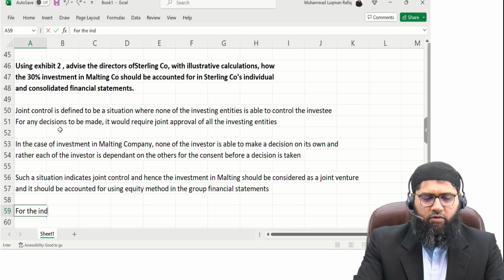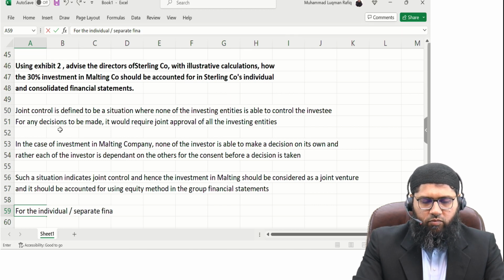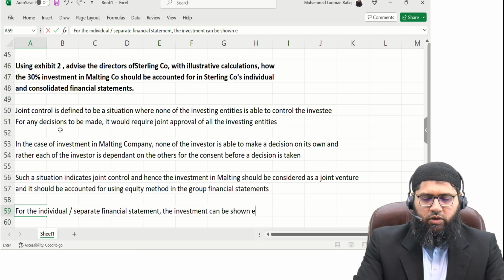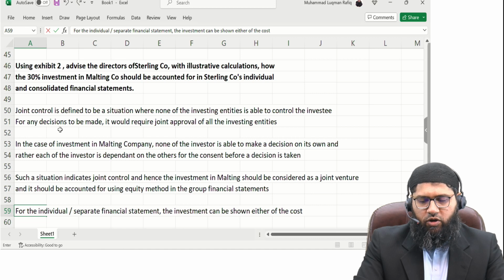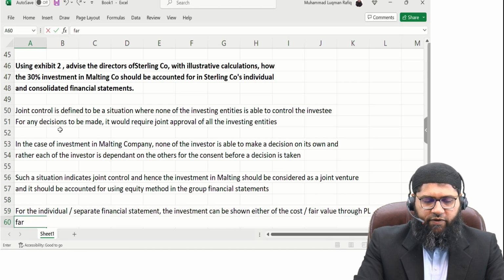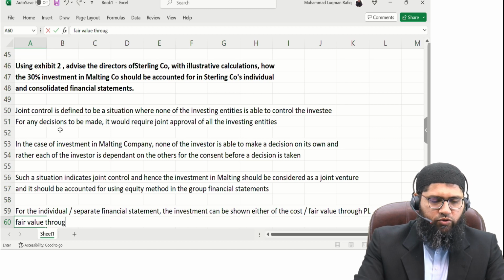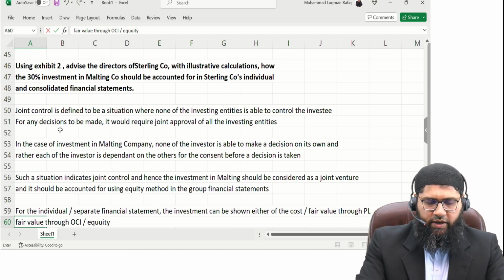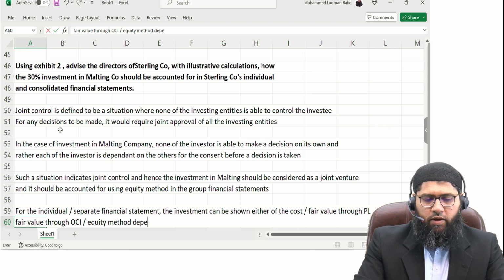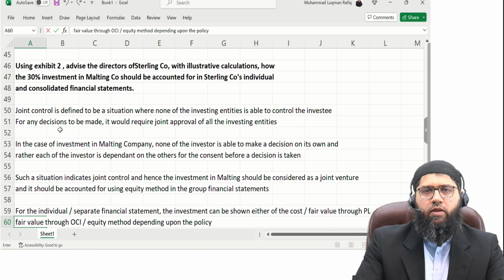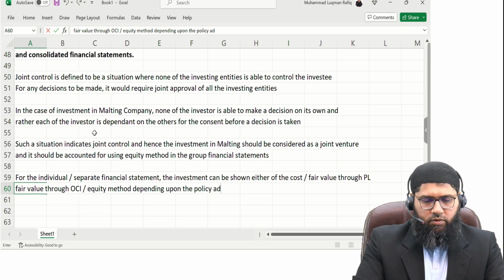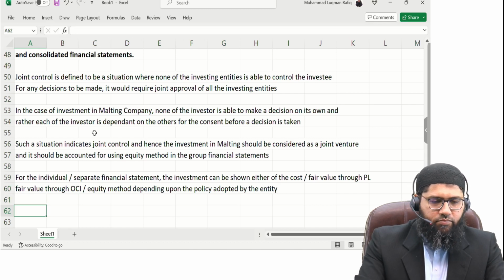For the individual/separate financial statements, the investment can be shown either at cost, fair value through P&L, fair value through OCI, or equity method, depending upon the policy adopted by the entity.